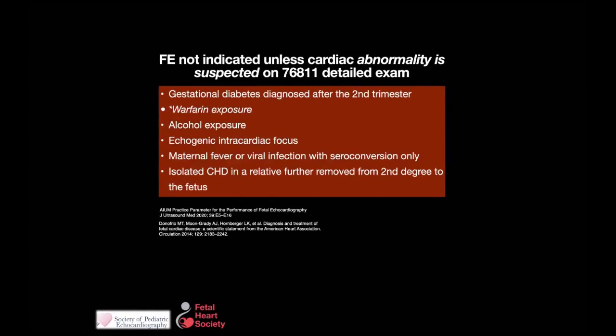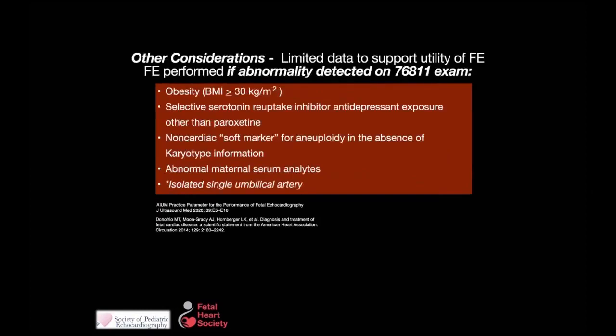So the detail 76811 exam may be appropriate, which includes an evaluation of the fetal heart. So fetal echo is performed only when there is an abnormality detected. So this is for gestational diabetes, warfarin exposure, alcohol exposure, echogenic focus in the heart, maternal fever or viral infection, and isolated congenital heart disease, and a relative further removed from second degree to the fetus. And also goes for this as well. Fetal echo is performed if an abnormality is detected on a 76811 exam.